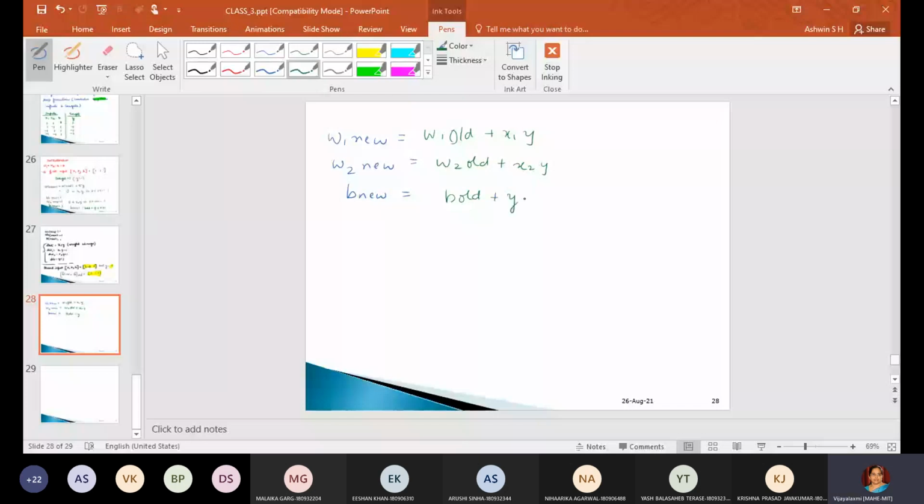Similarly, you have to do it for the third iteration, that means for the third input, that is x minus 1, 1, 1, y is minus 1. Similarly, you have to do it for the fourth input: minus 1, minus 1, 1, y is minus 1. Tell me the values of the new weights.